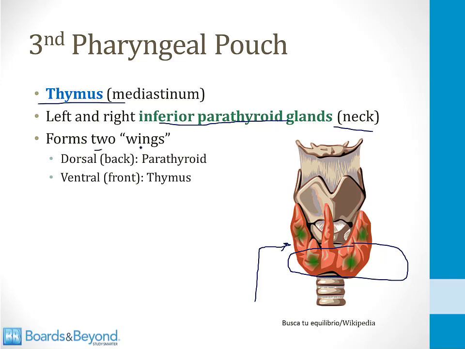This pouch forms 2 wings. One is called the dorsal wing towards the back, that forms the parathyroid glands. The other one is called the ventral wing towards the front, that forms the thymus gland.